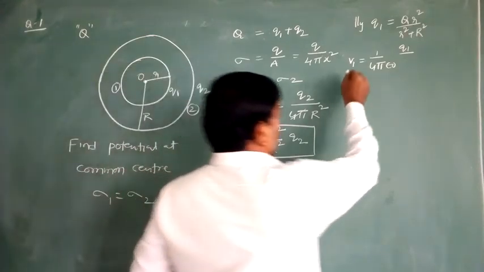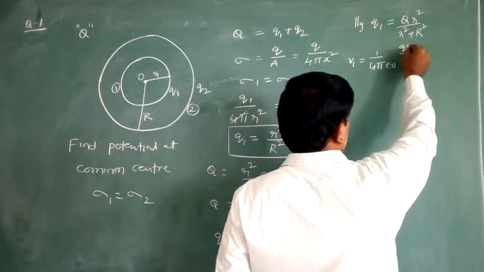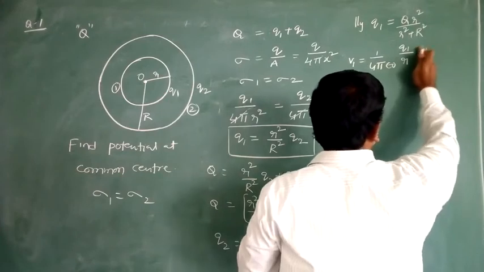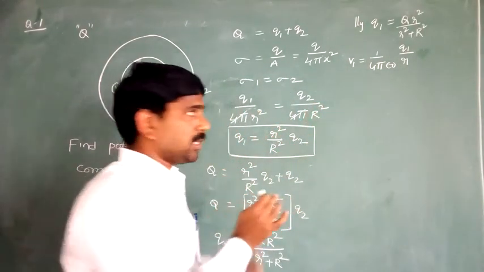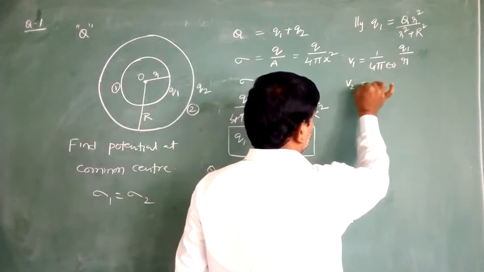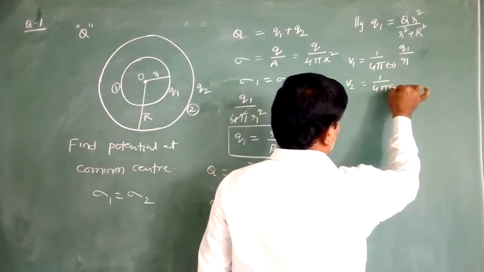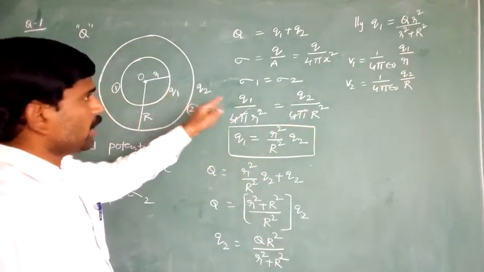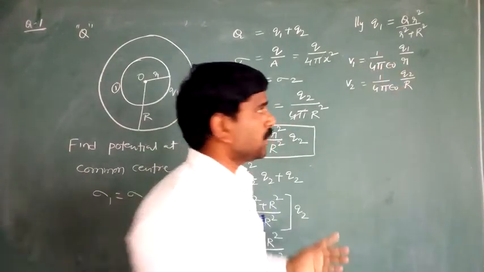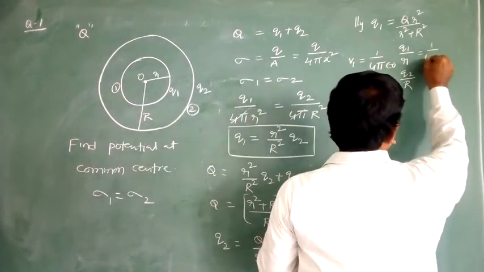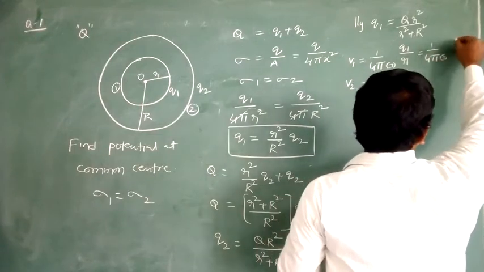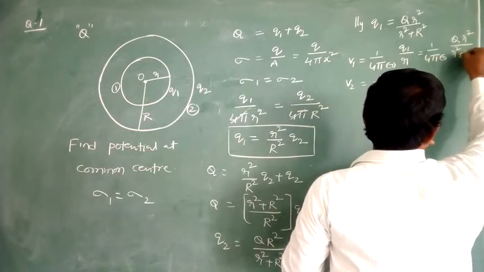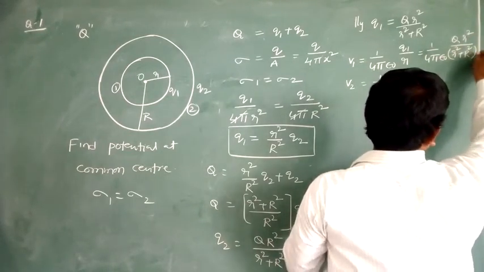Right. So here V1 is equal to 1 by 4 pi epsilon naught into Q1 by distance. That distance is small r, that is V1, due to the first shell. Next, the second one, V2 is equal to 1 by 4 pi epsilon naught into Q2 by capital R. Substitute small r, Q1 and Q2 values also. That means this is equal to 1 by 4 pi epsilon naught into Q into R square by small r square plus capital R square, whole into R.